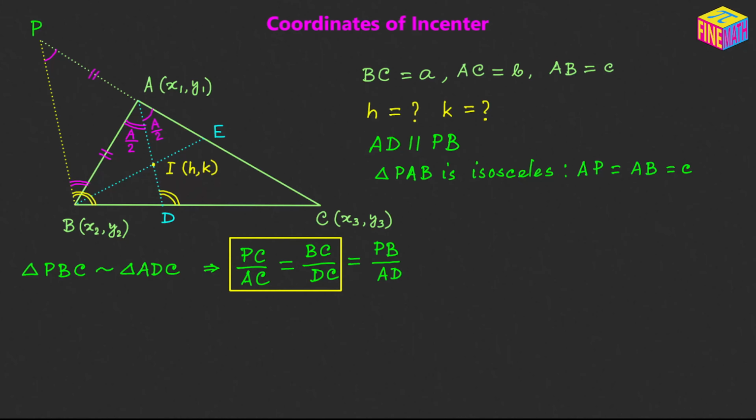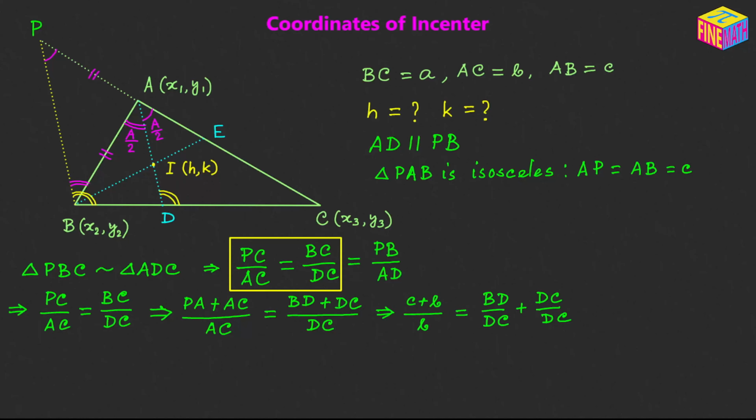And then I'm going to use the first part of the proportion. From there, we can say PC over AC equals BC over DC, which turns out to be PA plus AC over AC, because PC can be written as PA plus AC. And similarly, BC can be written as BD plus DC. And from here, we can say c plus b over b. In place of PA, I am writing c. In place of AC, I am writing b. And that is equal to BD over DC plus DC over DC. BD plus DC over DC can be written as BD over DC plus DC over DC.